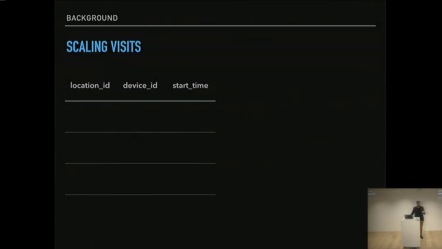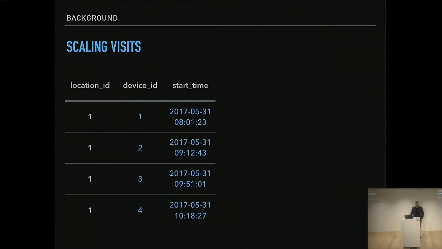We obviously have a table that stores our visits. For a location, we may have had a visit that came in at, say, 8 o'clock, and then one just after 9, and one before 10, and one just after 10. It's pretty straightforward, but you can see there's a different device ID, so a few different people going to a location.